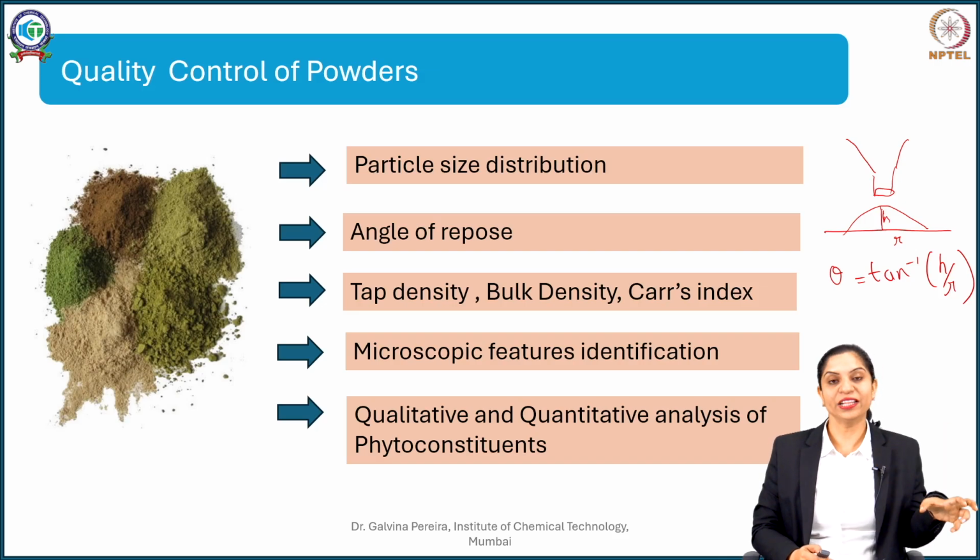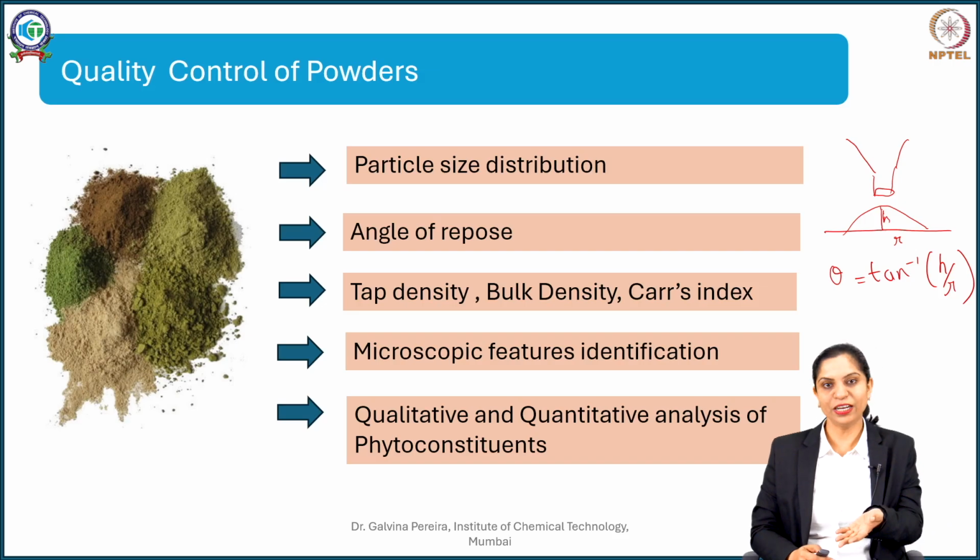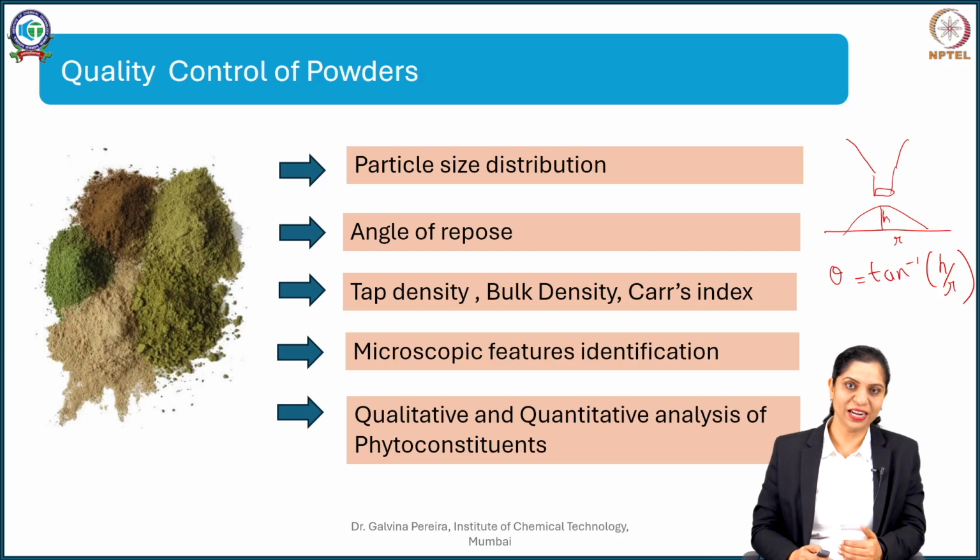Like in ashwagandha, how much is the quantity of your withanolides. Ashwagandha powder will be ashwagandha powder under the microscope, whether it contains withanolides or not. But the activity is because of withanolides, so you need to do qualitative and quantitative analysis to ensure that your ashwagandha powder contains your withanolides.